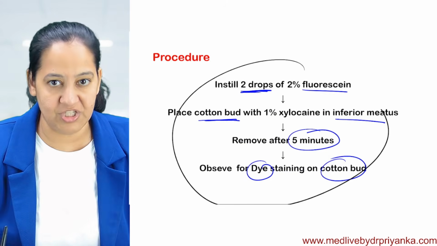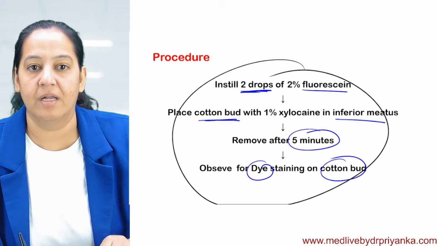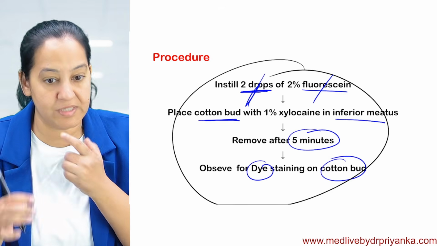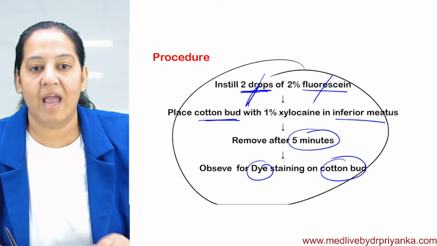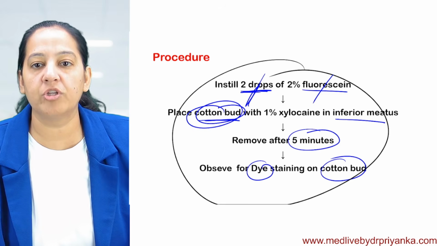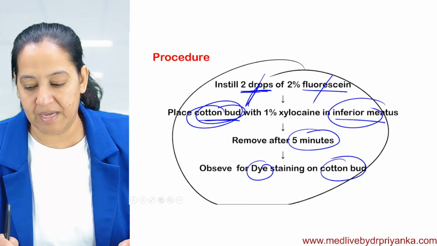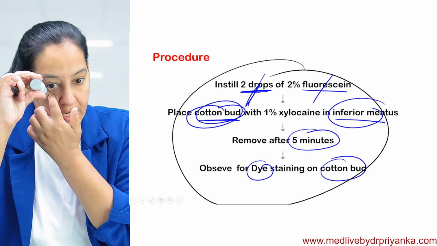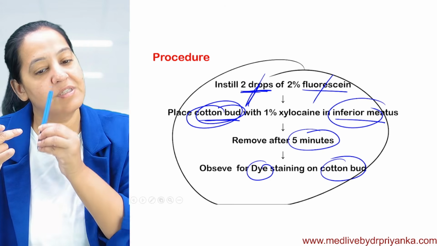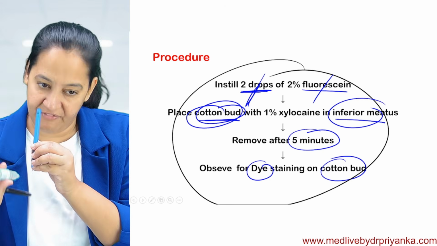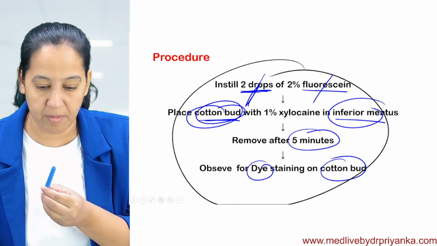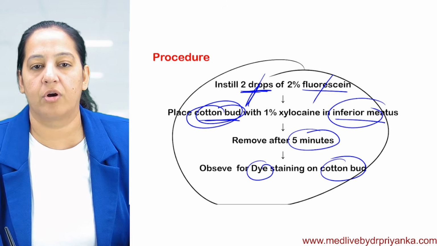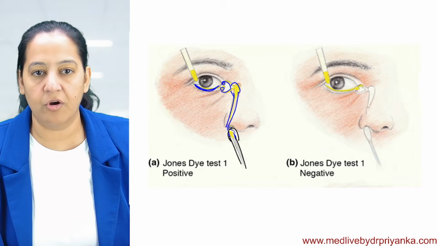Okay, so this is the procedure. You don't have to learn, you have to understand. So you have to install 2 drops of fluorescent dye in the conjunctival sac, and you have to take a cotton bud. You have to put the cotton bud in the nose, in the inferior meatus. So suppose I am installing here, I have to put the cotton bud in the nose, deep inside in the inferior meatus, and wait for 5 minutes. After 5 minutes, I will take the cotton bud out and look whether it is colored or not. Okay, I will look for the dye on the cotton bud.